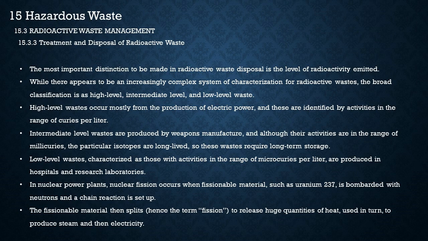In nuclear power plants, nuclear fission occurs when fissionable material, such as uranium-235, is bombarded with neutrons and a chain reaction is set up. The fissionable material then splits, hence the term fission, to release huge quantities of heat, used in turn to produce steam and then electricity.